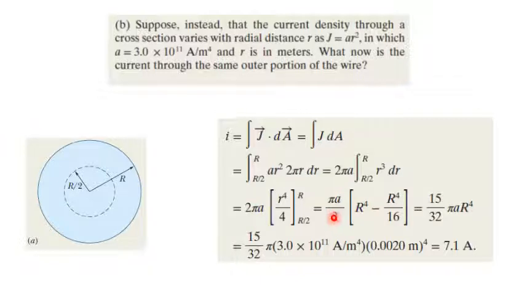Okay. Now substituting for the value of R, if we remember, R was 2 millimeters from the previous slide. So we substitute R as 2 millimeters. So in this case the value of the current is 15 over 32 pi multiplied by A, 3 multiplied by 10 to the power 11, multiplied by R to the power 4, 0.002 to the power 4. By getting this value, the current can be found as 7.1 amperes.